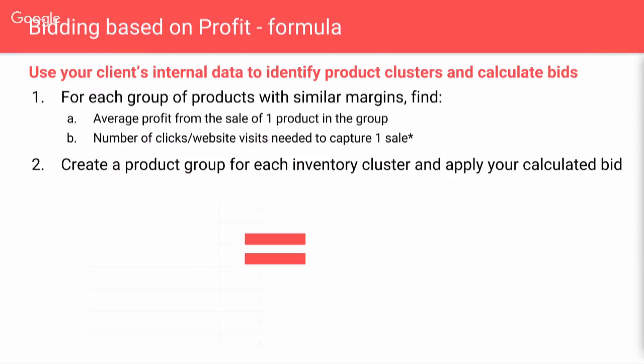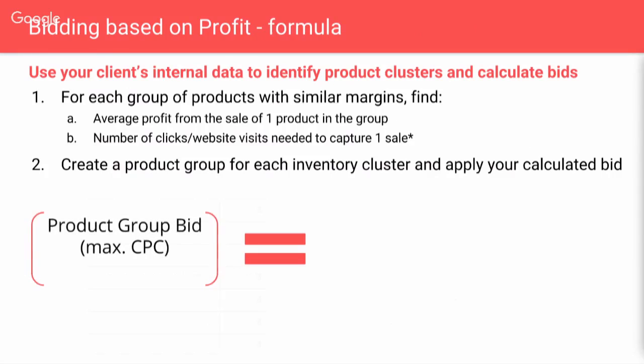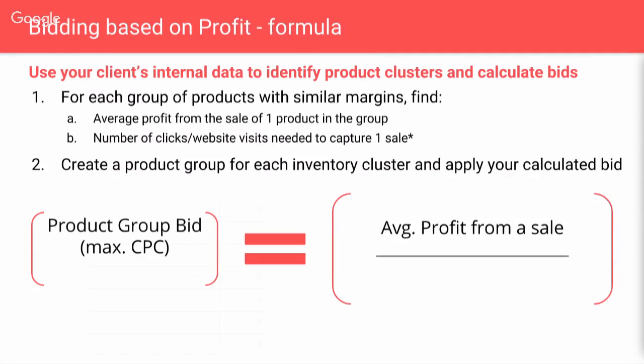So here's how you can bid based on profit. This is a little formula to help you understand how you can calculate your profit margin and make sure you're setting the appropriate bids. For each group of products with similar margins, first you want to make sure you're grouping your products by the profit margin that you're receiving as a business.